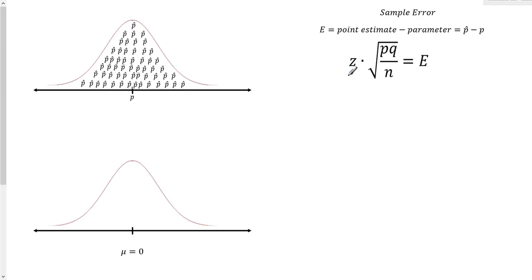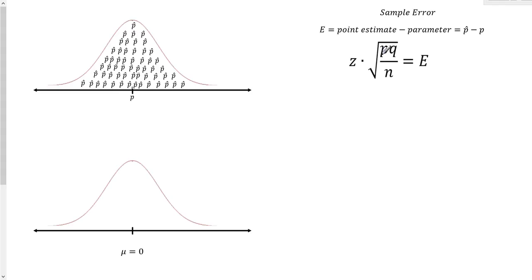So since this is related to a z-score, that means that the sampling distribution can be approximated by a z-distribution, the standard normal distribution. So if I want to find probabilities for my sampling distribution, I can find probabilities for the standard normal distribution and use those probabilities as replacements here, all right?